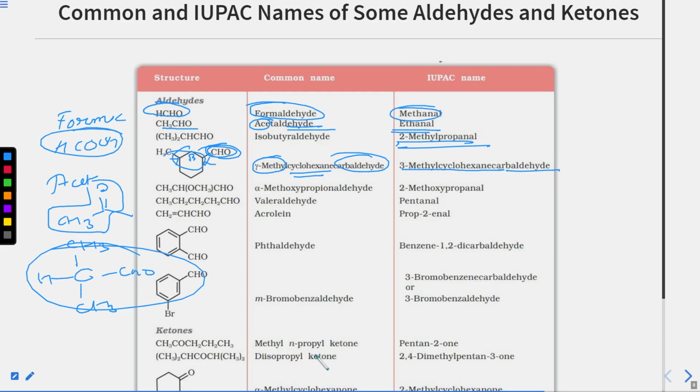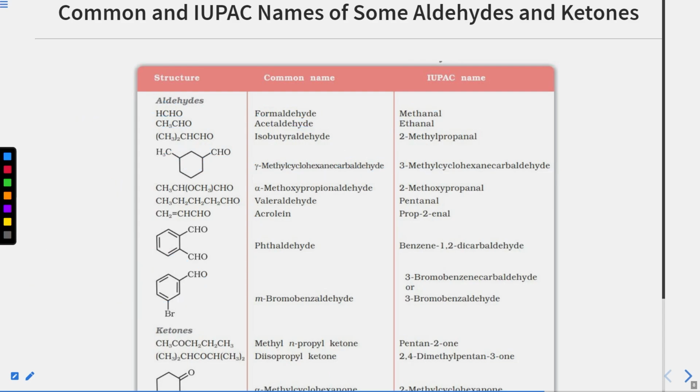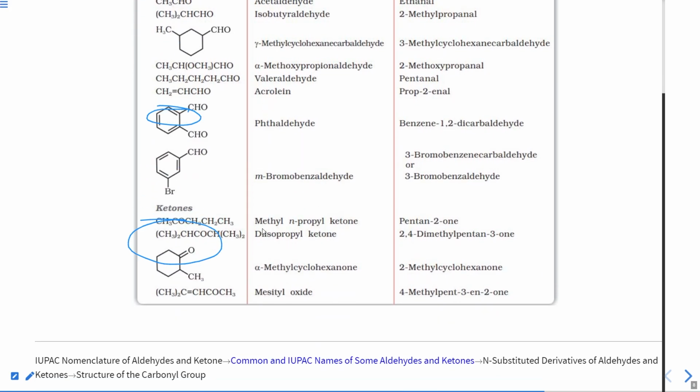Similarly, you can look at each of these. I am just pointing out the important ones here. This one is very important, that is phthalic or phthalate. And I would say this formic and acetyl one is important. Then I would say this mesityl oxide. So at least try to remember the common names of these 3 to 4 compounds. That would be enough for you. Then try to name it also.